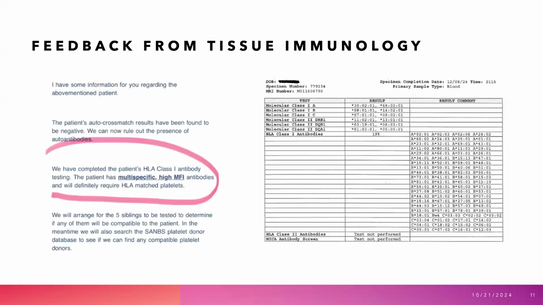So on feedback from tissue immunology, we found firstly that the patient's auto cross-match results were negative, so she did not have any auto antibodies to her platelets. And the HLA antibody testing revealed that she had multi-specific high mean fluorescent intensity antibodies, as you can see in the table on the right side, and she will definitely require HLA matched platelets.